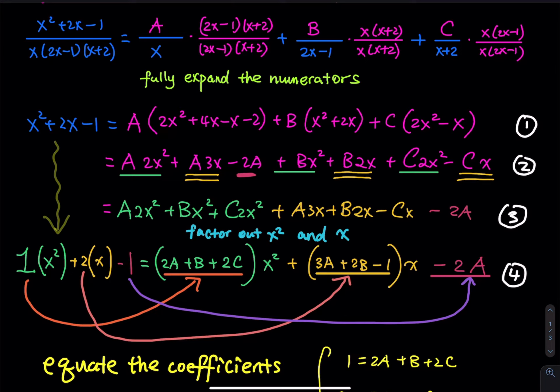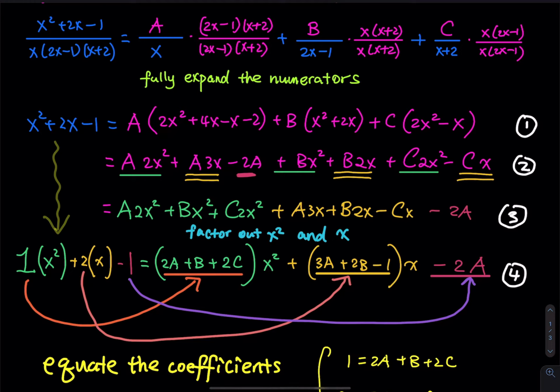And then in line 4, I would like you to factor out the x squared, the x, and the constant. You don't need to factor anything out of the constant. So factor out the x squared and then factor out the x. Do we agree that now we have some constant value in front of the x squared, and some constant value in front of the x? Now, look at the arrow. The arrow is the process of equating the coefficient.